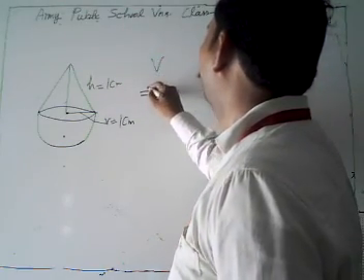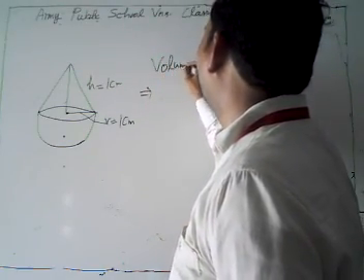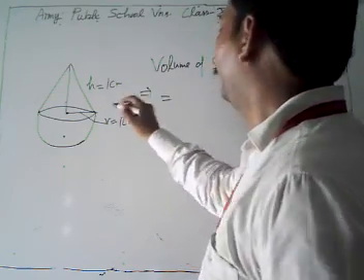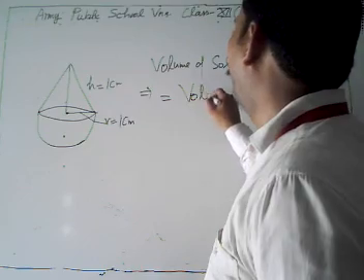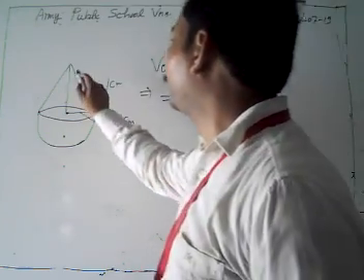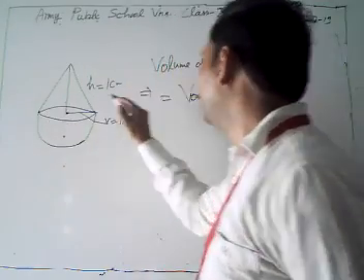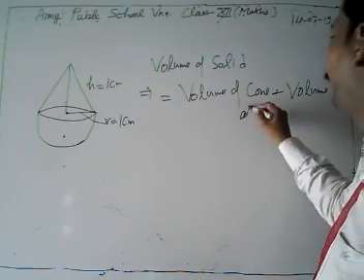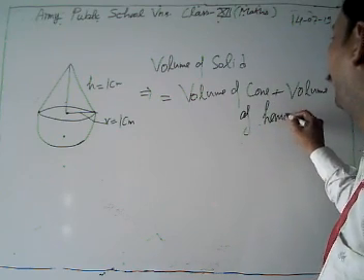Now, what is the volume of our solid? How can we get the volume of the solid? It is the volume of this cone plus the volume of this hemisphere.